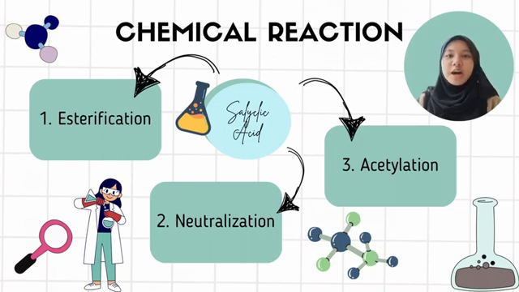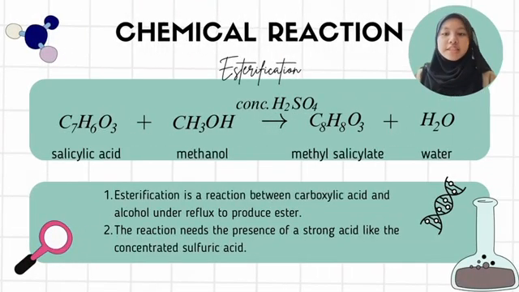Now, let's talk about the chemical reactions that salicylic acid can undergo. There are three types of chemical reaction. The first one is esterification, then neutralization, and acetylation. Esterification is a reaction between a carboxylic acid and an alcohol under reflux to produce an ester. The reaction needs the presence of a strong acid like concentrated sulfuric acid to make the reaction go even faster.